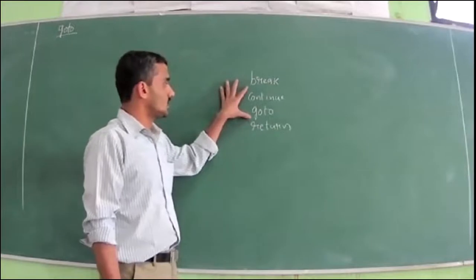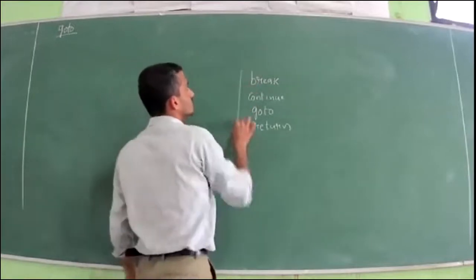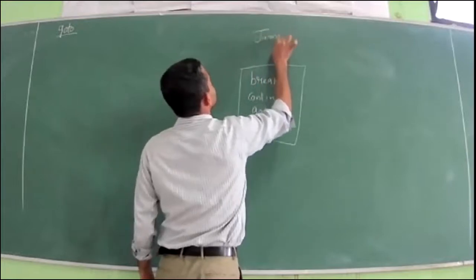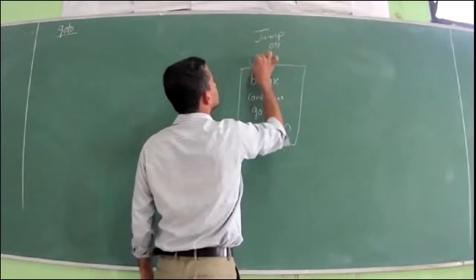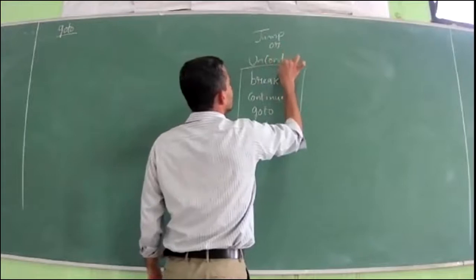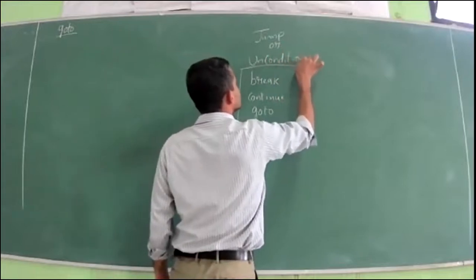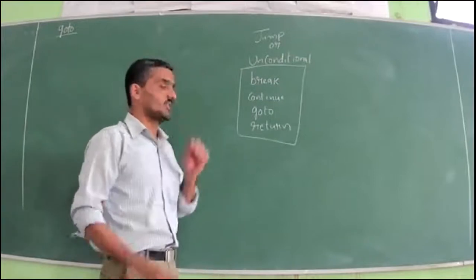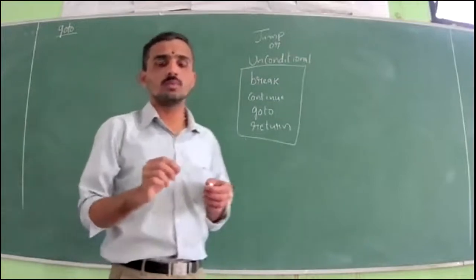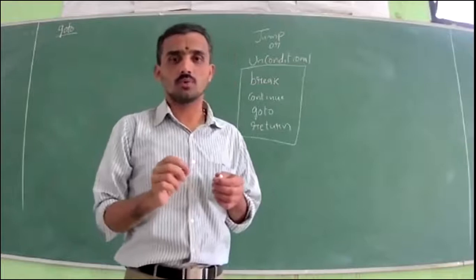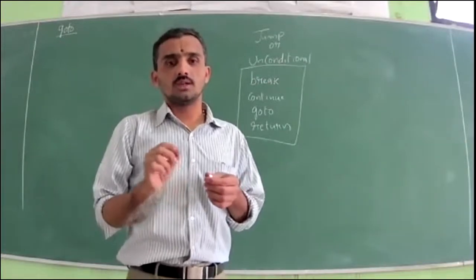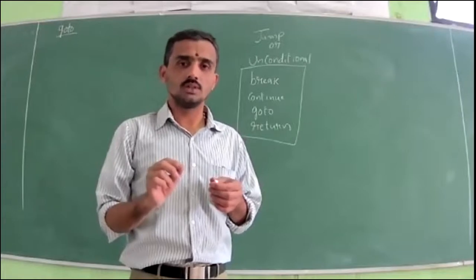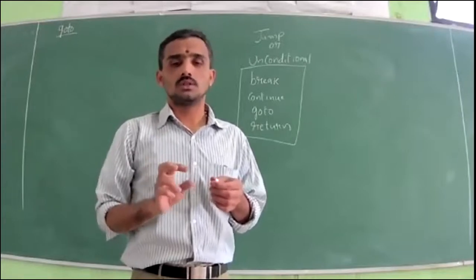These are called keywords as well as statements. So what type of statements are these? These are jump statements, or we can call them unconditional statements. That means whenever we say there is a transfer of program control from one part of the program to another part, either the program control is transferred because of a condition or without any condition.